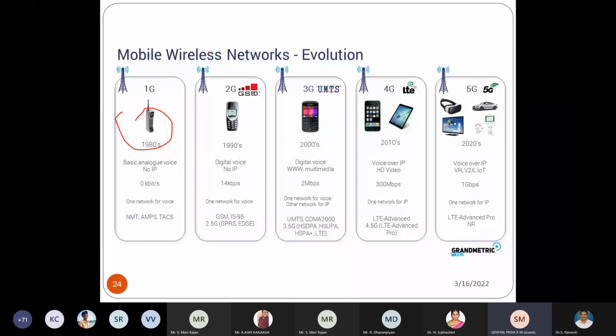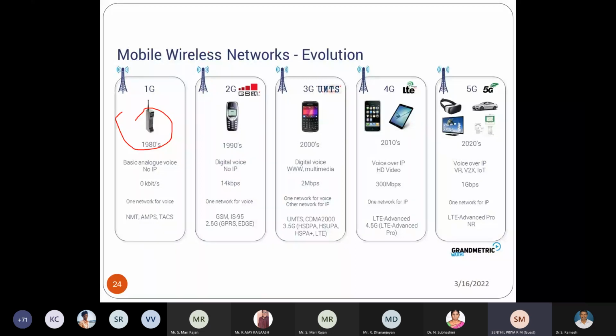And the next one is 3G. In 3G, we went for digitalized systems. We have UMTS, that is Universal Mobile Telecommunication Service, introduced. We went for code division multiplexing. And we have HSDPA, which is High Speed Downlink Packet Access, then High Speed Uplink Packet Access. Then LTE is introduced here, but not much utilized. LTE is nothing but Long Term Evolution, right? So we improved our voice quality.